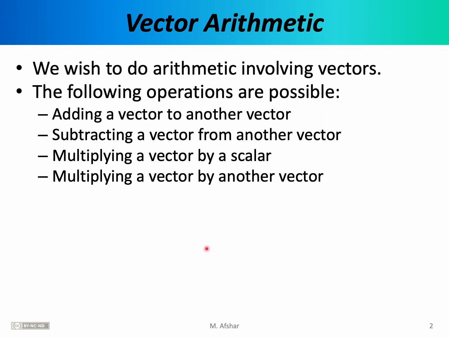Although in this class, we're really only interested in just a handful of operations that can be described as vector arithmetic. In particular, we'd like to be able to add a vector to another vector. We would like to subtract a vector from another vector. We would like to be able to multiply a vector by a scalar, and remember, scalars are just the ordinary numbers that you're familiar with. And eventually, we'd like to be able to multiply a vector by another vector.